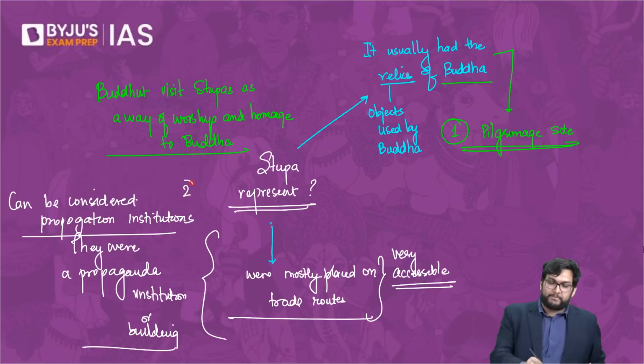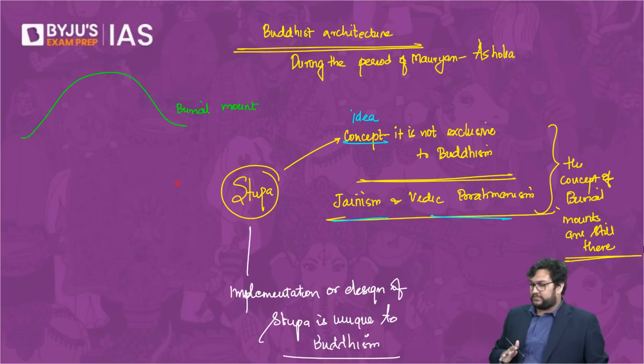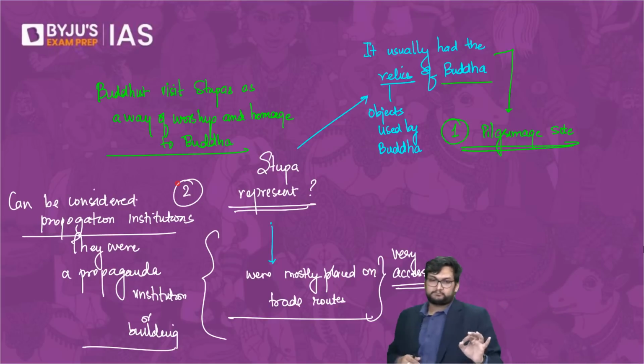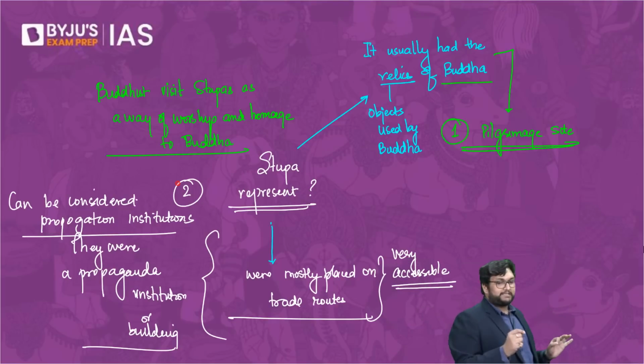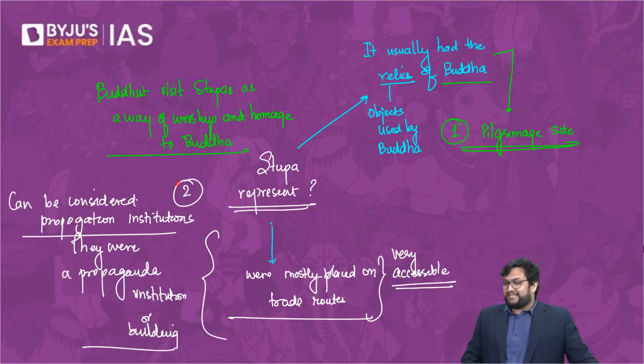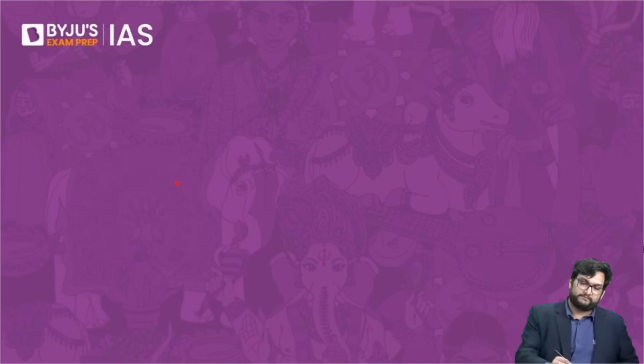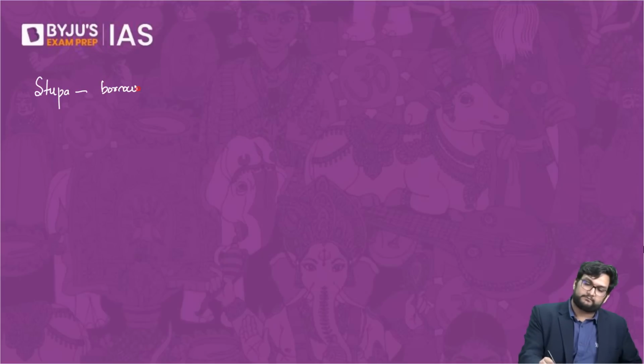So the two purposes of the stupa, other than just being a borrowed concept out of Vedic Brahmanism and Jainism, are we clear about them? Do we understand the two concepts, pilgrimage site and propaganda institutions? Yes? Okay. Now, what I've established in the past 20-25 minutes is only two things. Stupa is a borrowed concept, but unique in its structure.